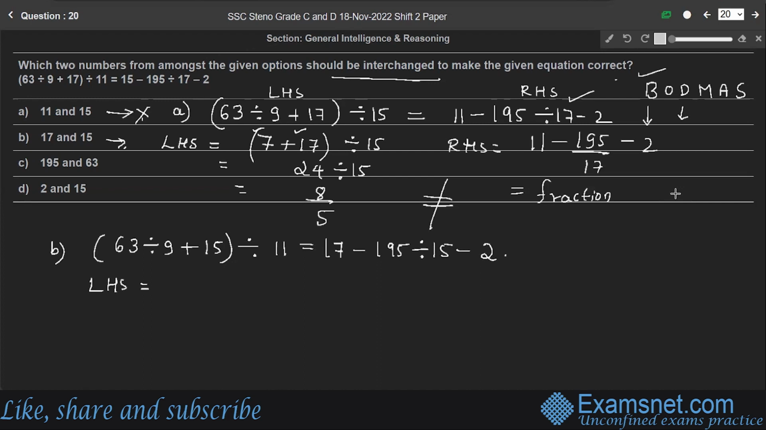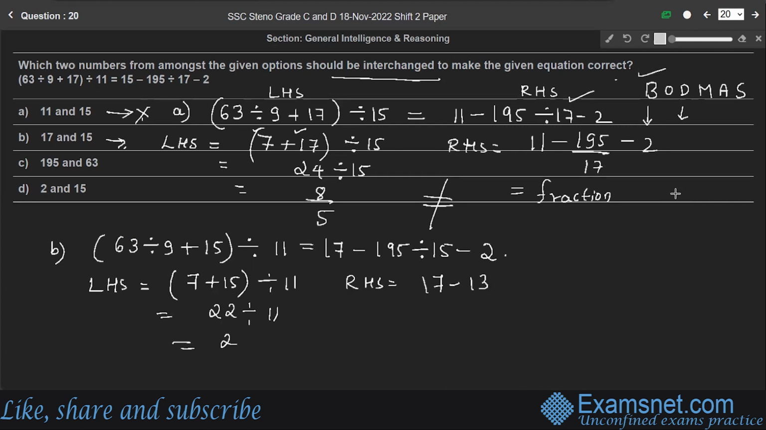63 by 9. By BODMAS rule, remove the bracket. 63 by 9 is 7 plus 15 divided by 11, right? So 7 plus 15 is 22 by 11 is equal to 2. Whereas the right hand side is equal to 17 minus 195 by 15. So which is 13, right?